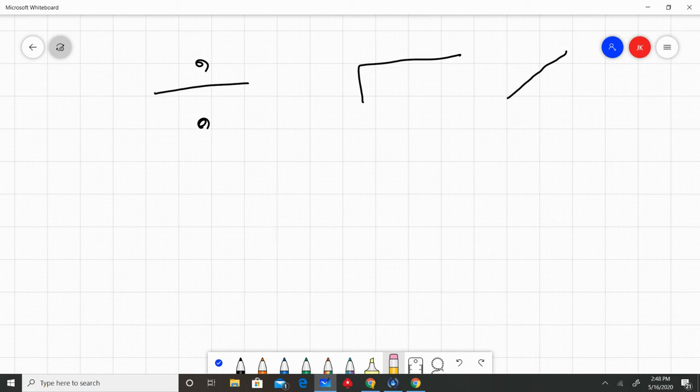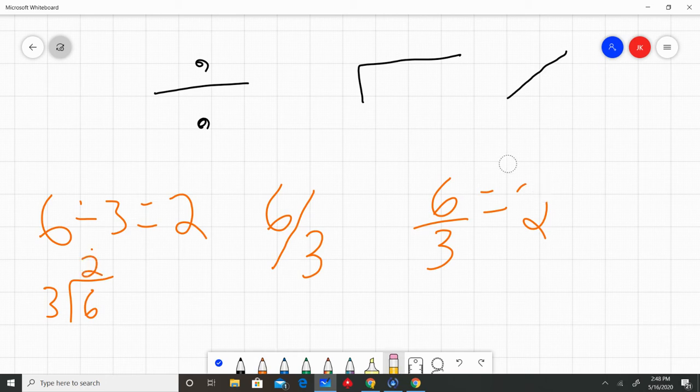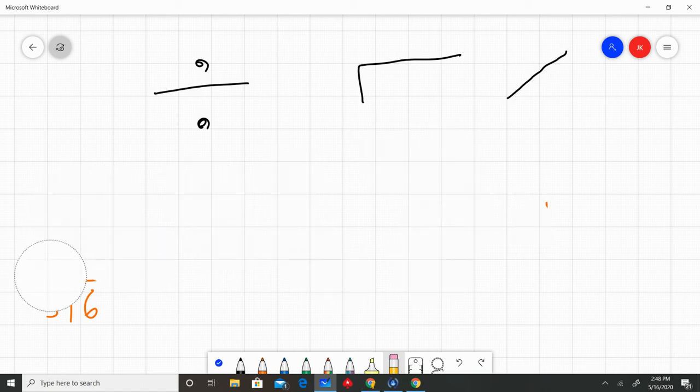So let's say we had 6 divided by 3. You might have seen this earlier in the week or last week. In fact, in our math notebook last week, you might have seen this problem. So 6, how many times does 3 go into 6? 2. Right? It doesn't matter how you write the problem. If I said 6 divided by 3, it's still going to equal 2. If I said 6 goes into 3, my answer or my quotient is going to be the same regardless.